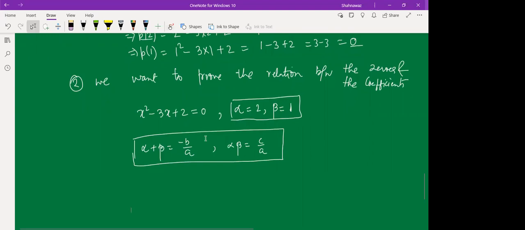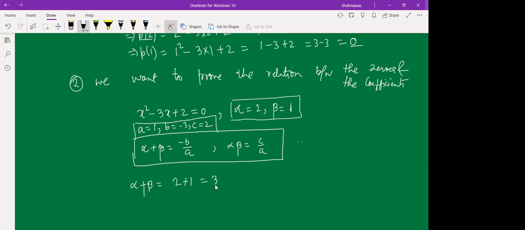Let's say you have alpha equals 2 and beta equals 1, and a equals 1 from the coefficient of x square, b equals minus 3 and c equals 2. So from the solution, alpha plus beta will be 2 plus 1, which is 3.